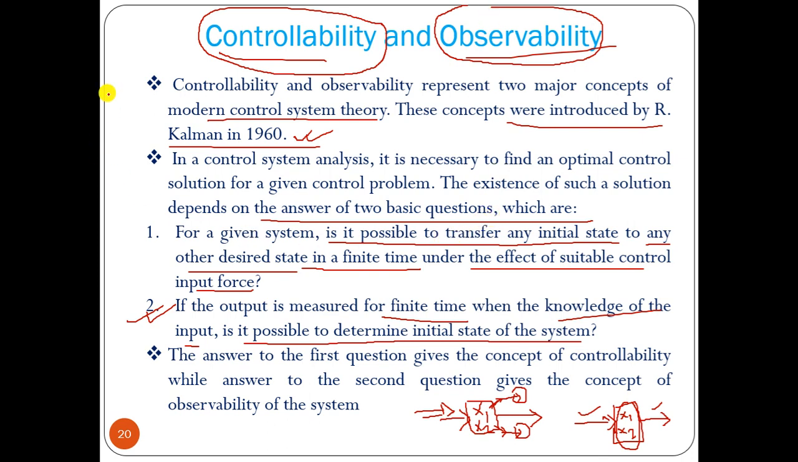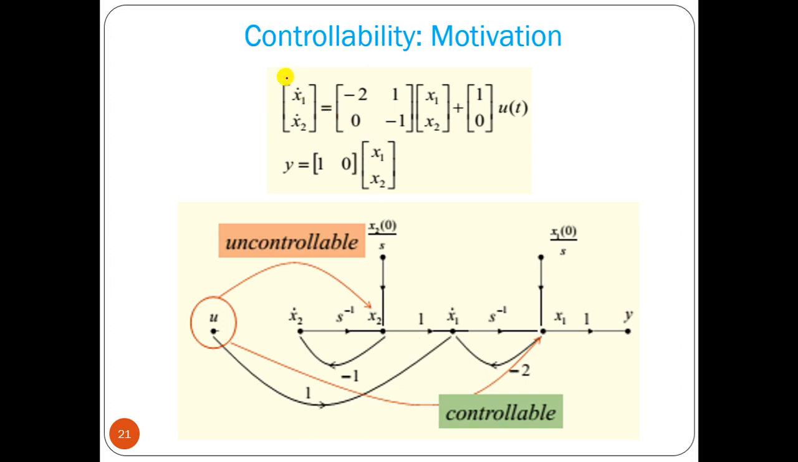Okay, so these two are the most important concepts of a system. For a non-linear system we have stability, controllability, and observability, and for a linear system we can also find controllability and observability. That means we know the output and the input, and whether we can find all the initial states of the system. So the first answer to this question is controllability, and the second is the concept of observability of the system. Now let us look into the motivation of controllability.